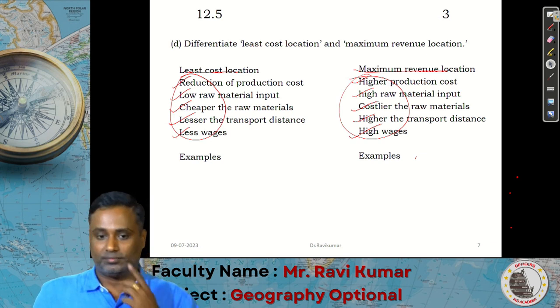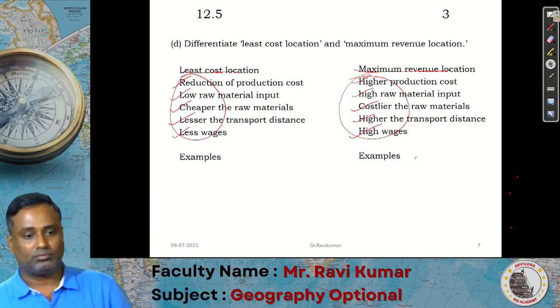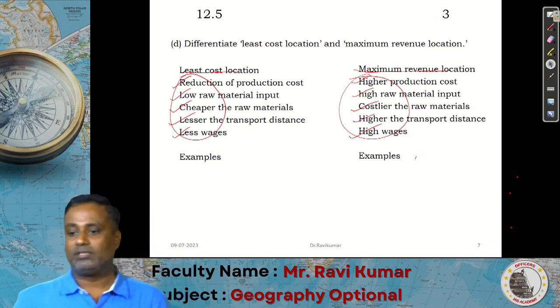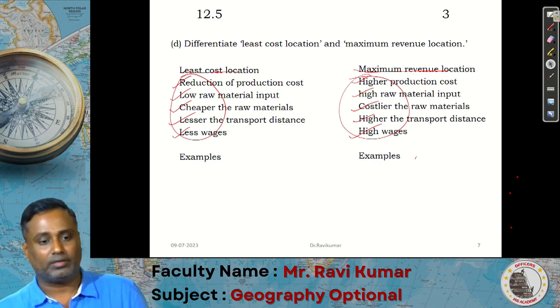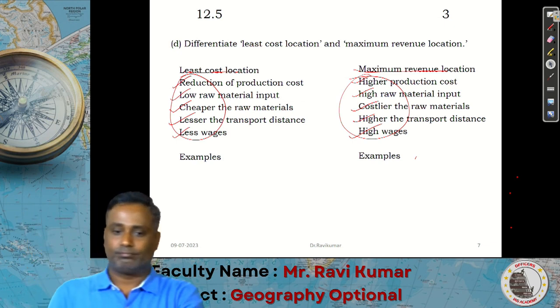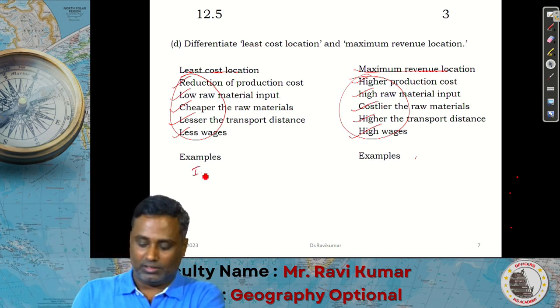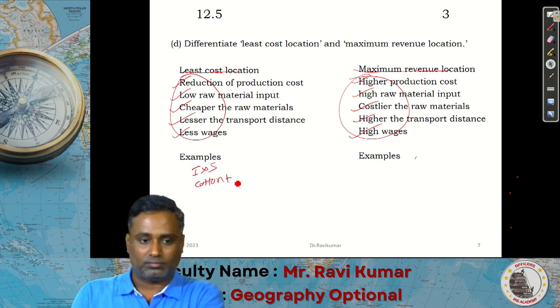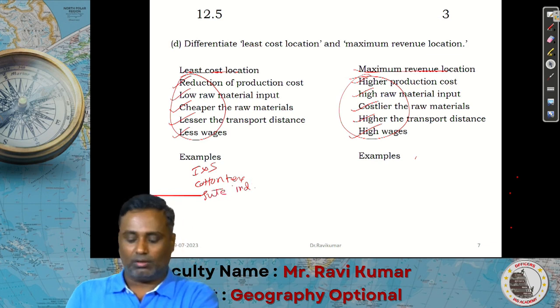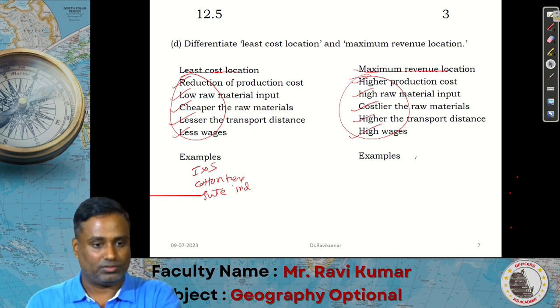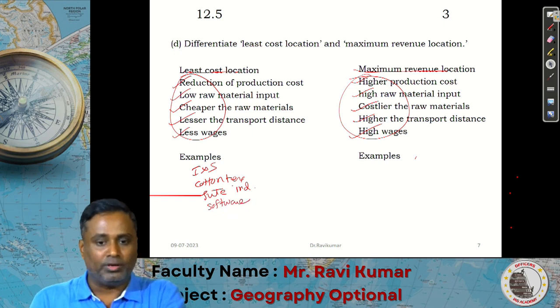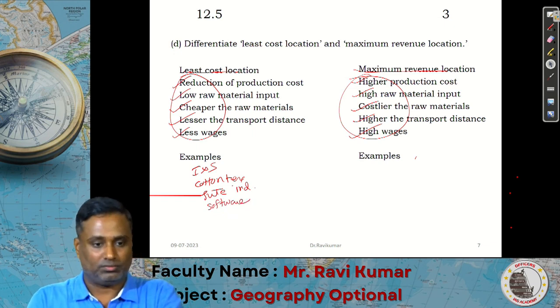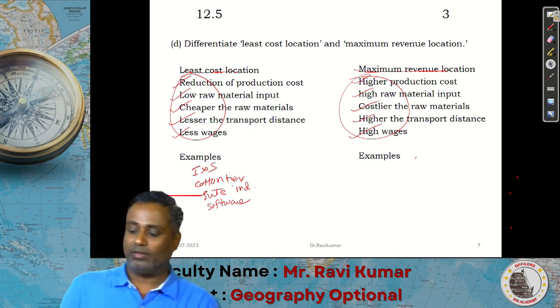Now we go with some examples. Can you give some examples for least cost production? The industry will try to produce the material at the least cost to sell to the public. What kind of materials? We can say iron and steel industries, cotton textiles, jute industries. They try to reduce the cost. At present we can say software and IT companies are coming to India to reduce wages.